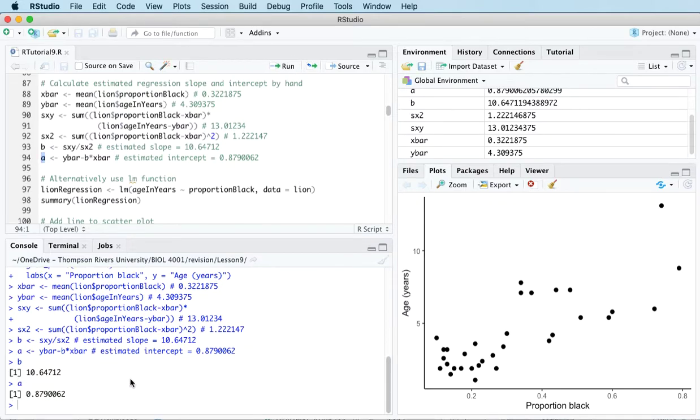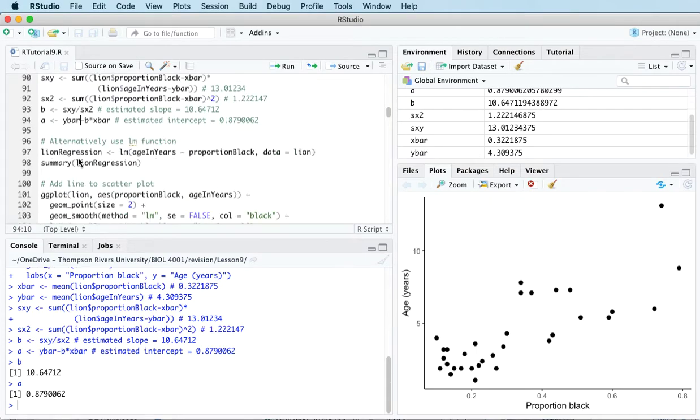So 10.64712 for the slope and 0.8790062 for the intercept. Those two numbers tell us the equation of the regression line. There's one way to get the equation of the regression line, which is to run through these calculations. An alternative, which is what we're going to use in practice from this point on, is to use the lm function. LM stands for linear model, and we used it before when we looked at analysis of variance models.